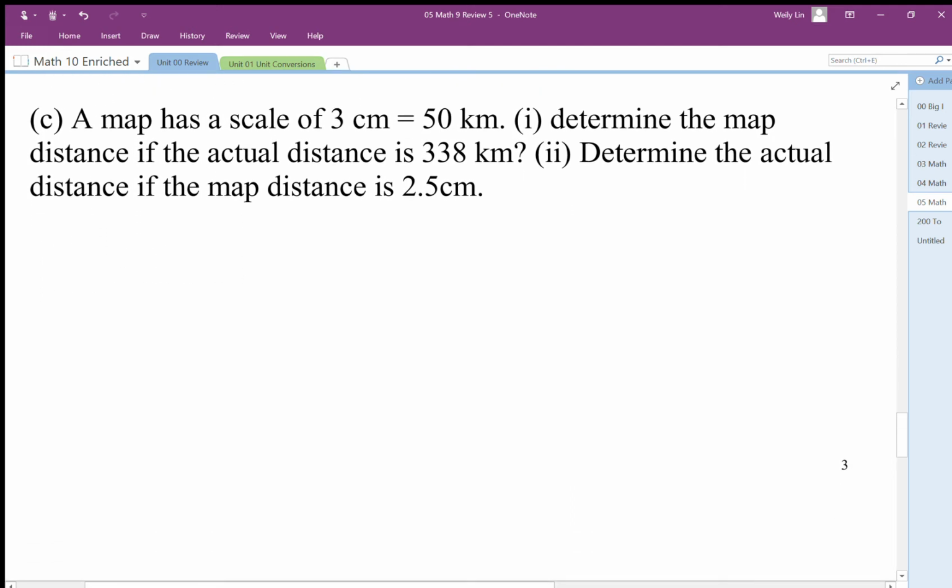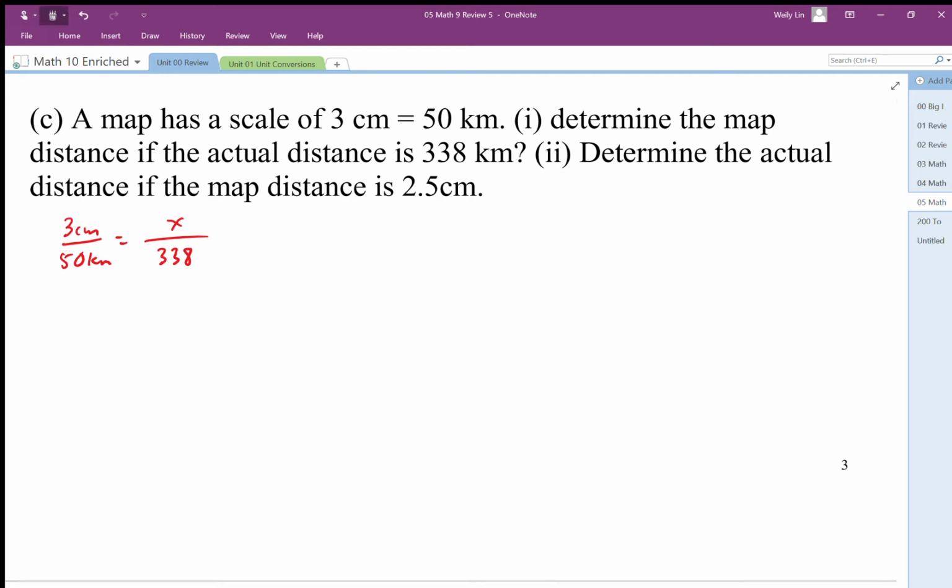Okay, so a map has a scale factor of 50 kilometers to 3 centimeters, or 3 centimeters to 50 kilometers. So we could use a proportion to solve this. We can set it up as something like this: 3 centimeters, our map scale, to our distance, is equal to our map scale to our distance. And solve it like that.